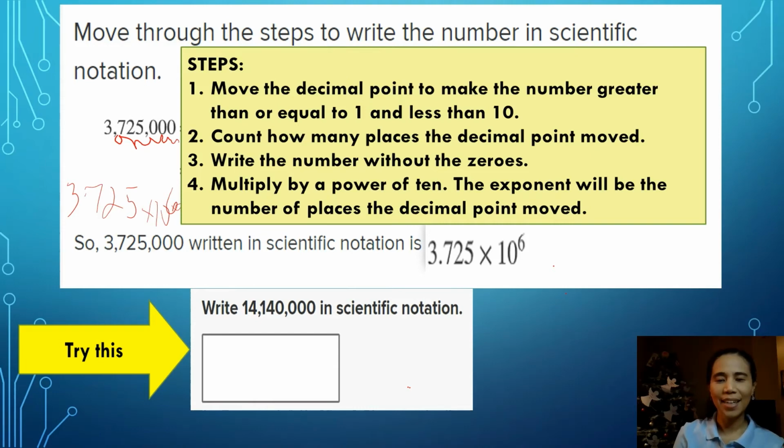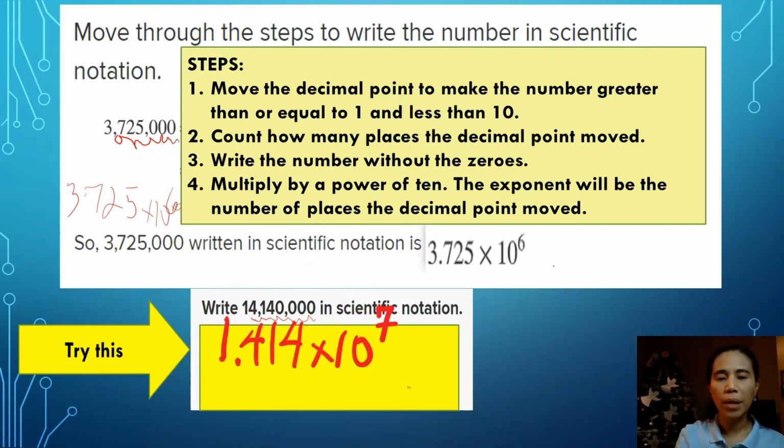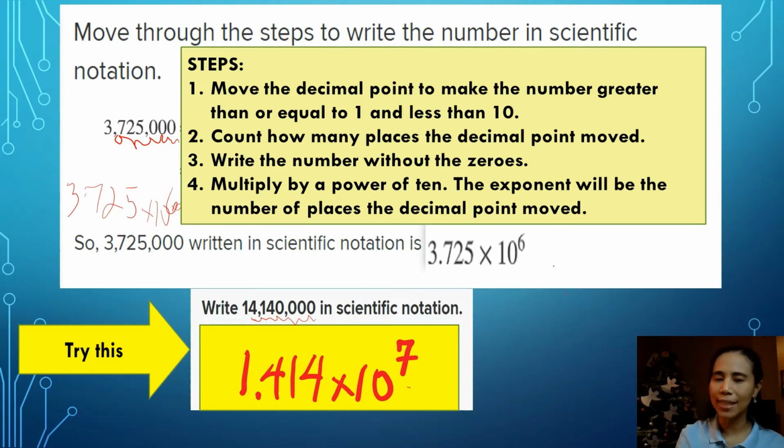Are you ready? Let's check your work. So if we have 14,140,000, we have the decimal point at the end, which is after the last 0. So we have 1, 2, 3, 4, 5, 6, 7. Okay. So then we have 1.414 times 10 to the 7th.